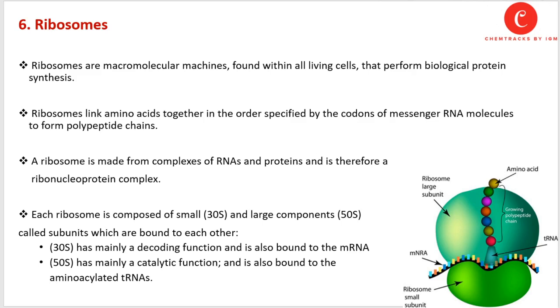Each ribosome is composed of a small 30S and a large 50S component, called subunits, and these subunits are bound to each other. The 30S subunit has mainly a decoding function and is also bound to messenger RNA, while the larger 50S has mainly the catalytic function and is also bound to the aminoacylated transfer RNAs. You can see the diagram of the ribosome, the upper side is basically the large subunit or 50S ribosome, and the lower small subunit is basically the 30S ribosome.